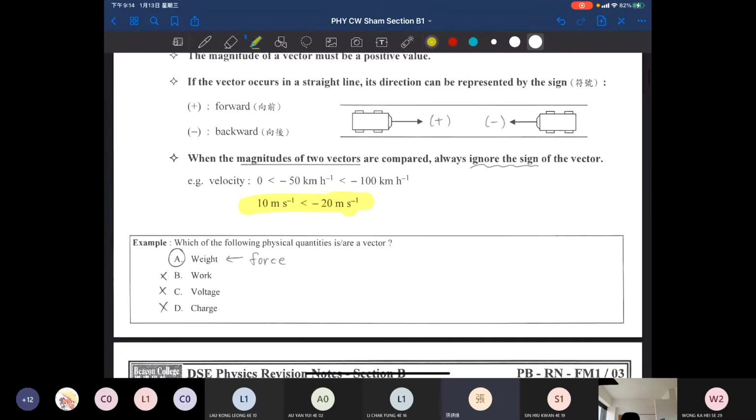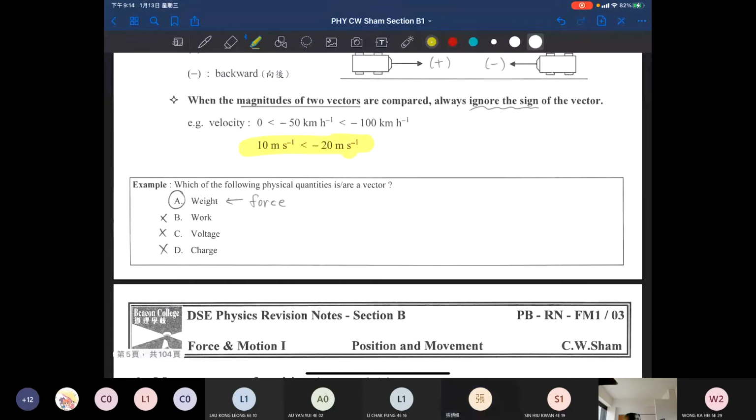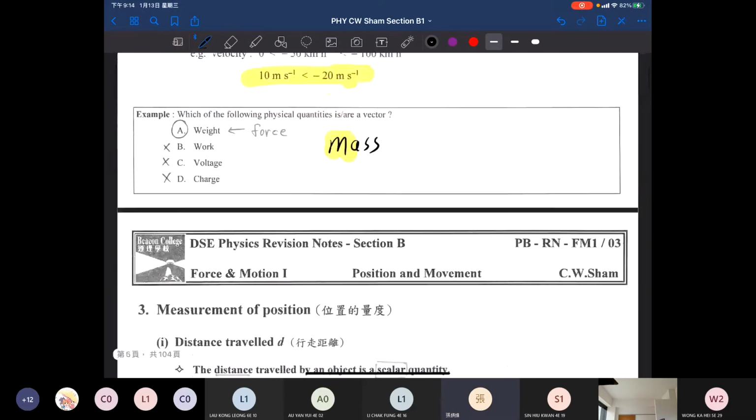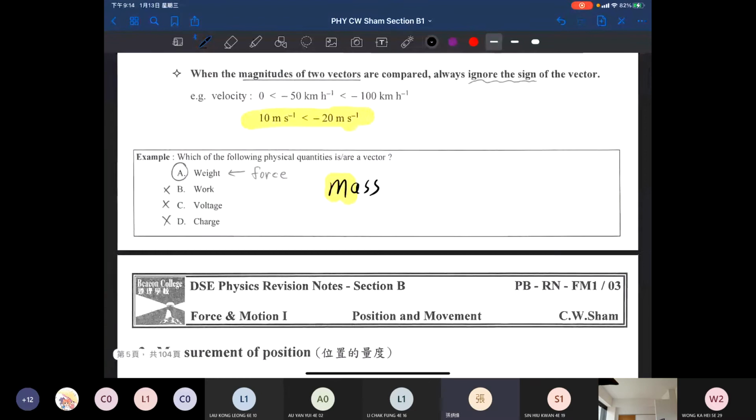Okay, so which physical quantity is not a scalar? Weight is not a scalar because weight is a vector. However, mass is not a vector. Okay, mass is a scalar. Mass is talking about how many molecules there are, how much amount of substance there is. Okay, weight is a force. Okay, force is a vector. Voltage, charge, and work. Work is an energy. Energy is a scalar. Voltage is the electrical potential energy per charge. Okay, both of them are scalar. Therefore, this is a scalar.